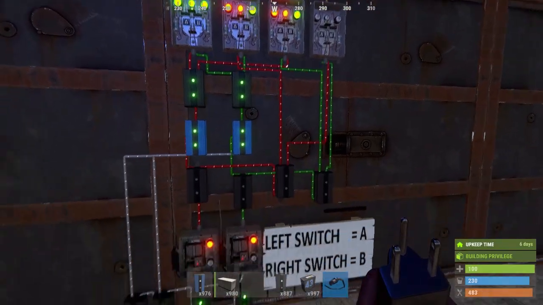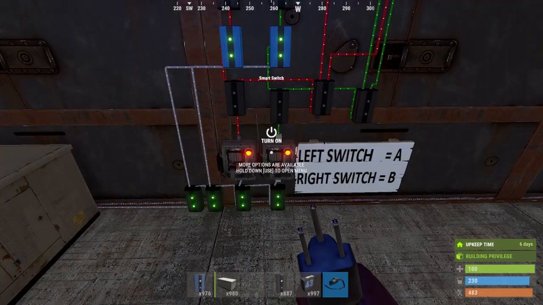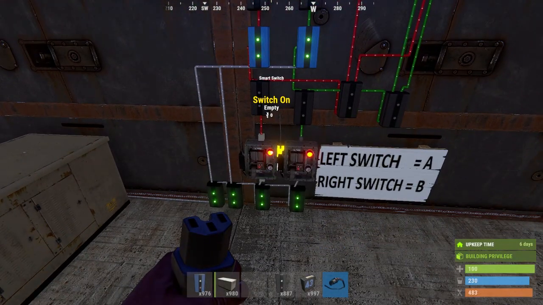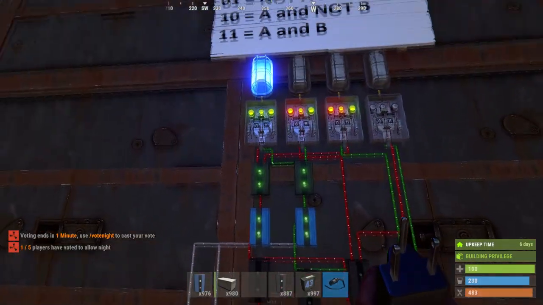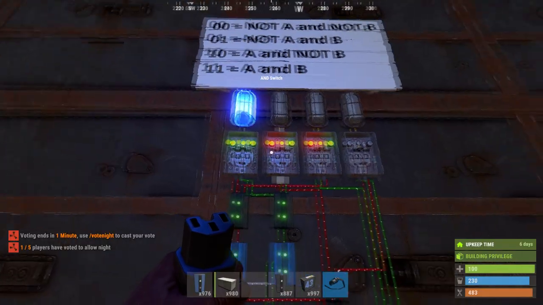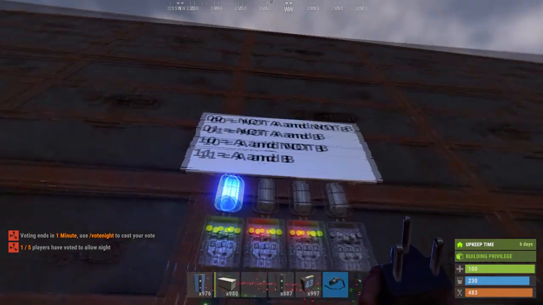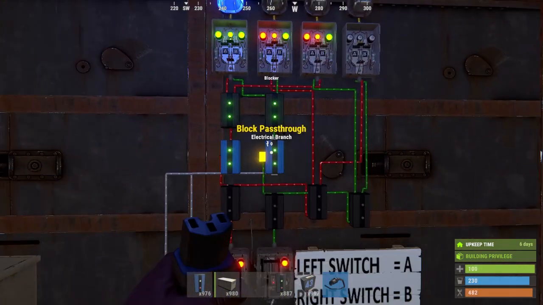These two switches here are our inputs, A and B. Each switch either sends power or it doesn't, which is your binary 0 or 1. Each output is just an AND condition. Output 0 is not A and not B. Now note, in Rust circuits, we have to treat the blocker as our NOT gate.